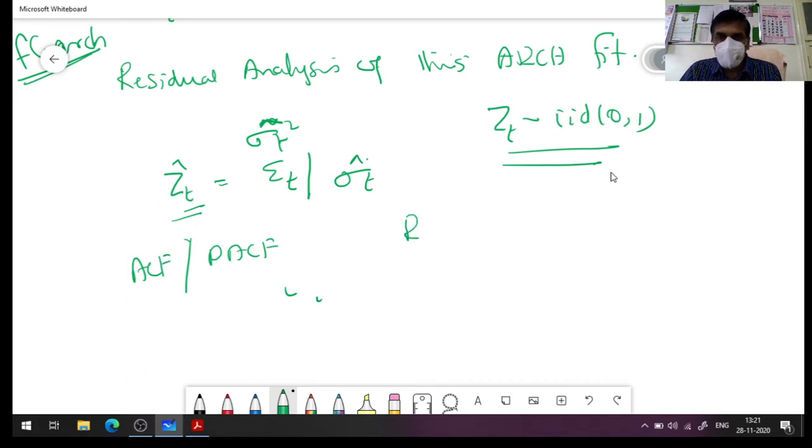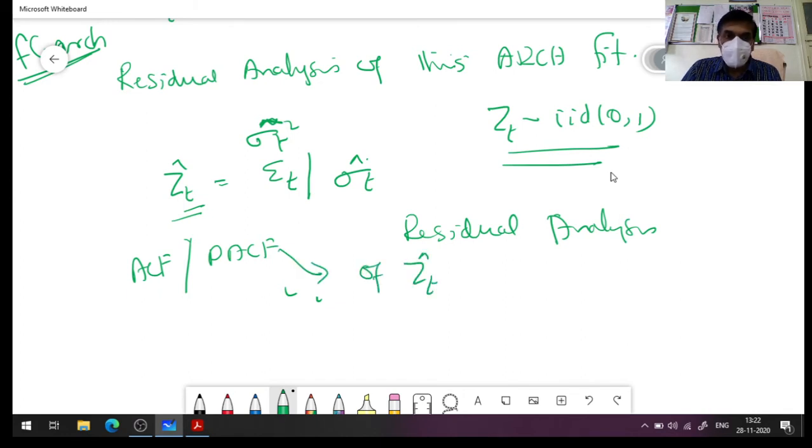Also plot the residuals, because I wanted to know whether this is concentrated around 0, because it has mean 0. I wanted to know the variances are not very large, because its variance is 1. So this variance should not be very large. Also this ACF, PACF tells me that they are uncorrelated or independent, because I assume that they are independent. So that assumption also we are going to check from here.